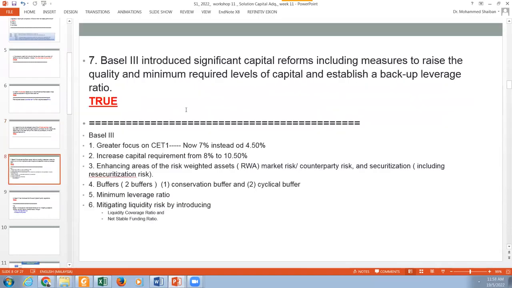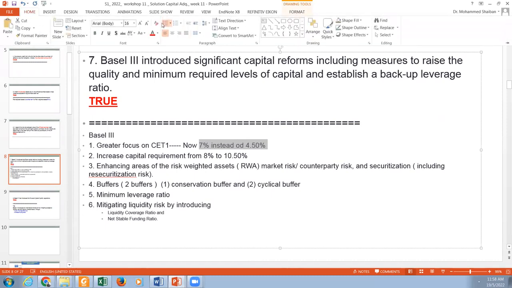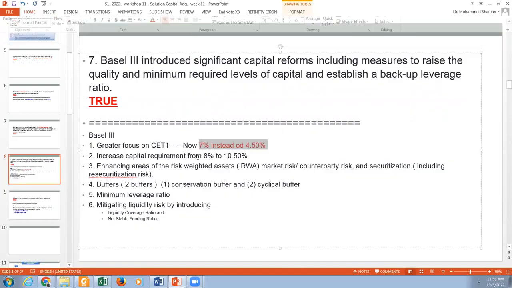Number 7 is Basel III introduced. Maybe this is new for you, but Basel III is actually different from Basel II because they introduced so many things. One of the most important things is they increased the common equity requirement from 4.5% to 7%, a concentration on the common equity, which is the quality capital. Basel II was 8%. This is 10.5%.